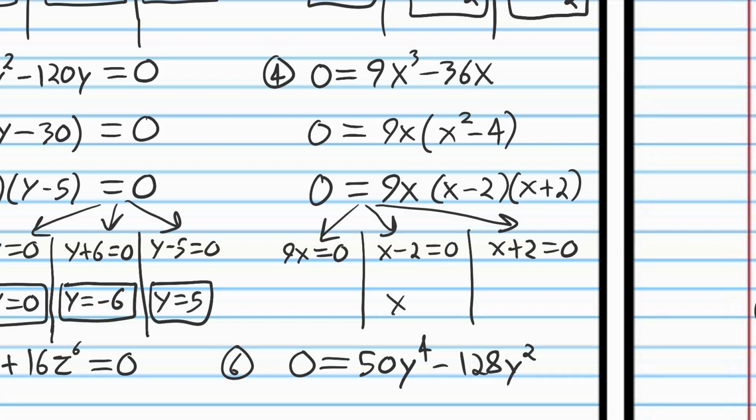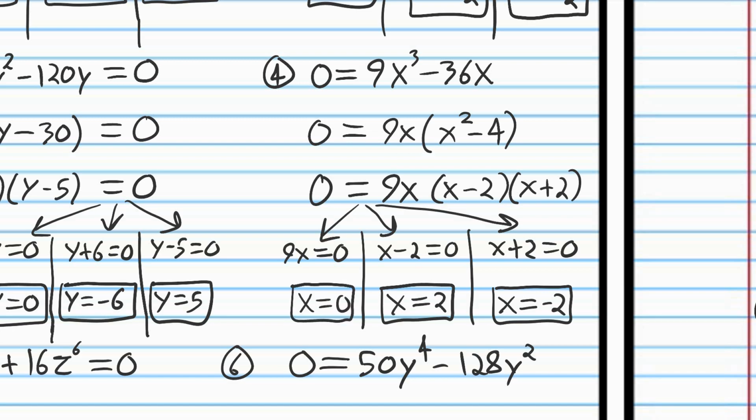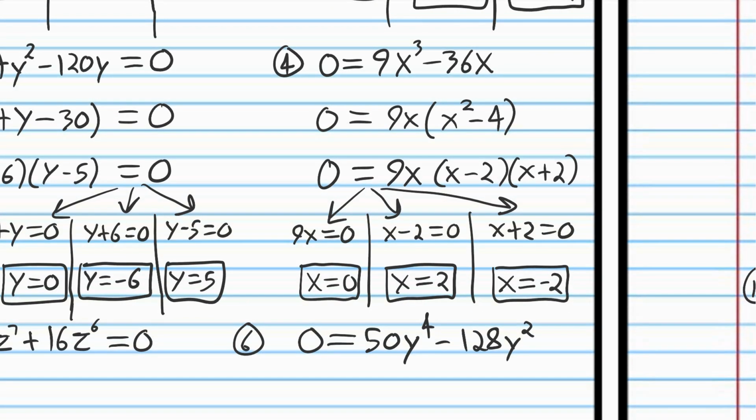So now we just add 2 to both sides, and we get x is equal to 2. Subtract 2 from both sides, we get x is equal to negative 2. And divide both sides by 9, and we get x is equal to 0. So if you got those 3 solutions, good job.